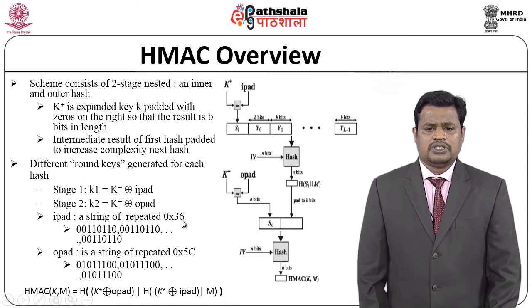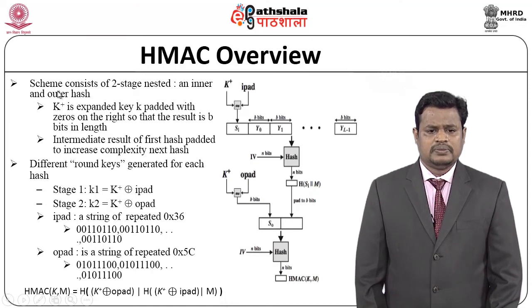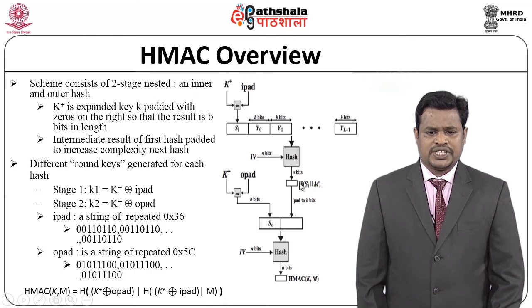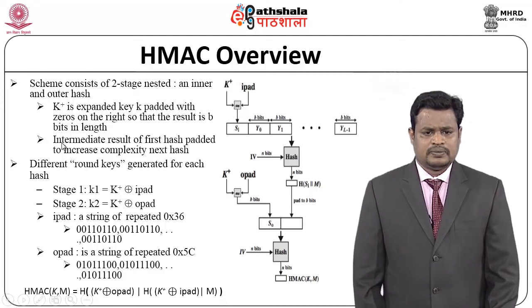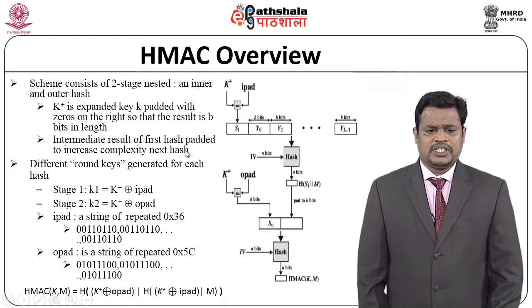Now we will see how the process happens in the case of HMAC. The scheme consists of two nested stages, an inner hash and an outer hash. K plus is the expanded key padded with zeros on the right to result in B bits of length. So this is the key, padded with zeros on the right, and the intermediate result of the first hash pass is input to the next hash.